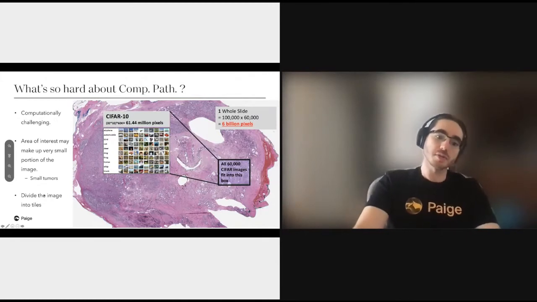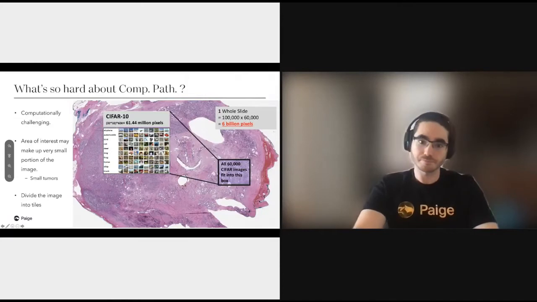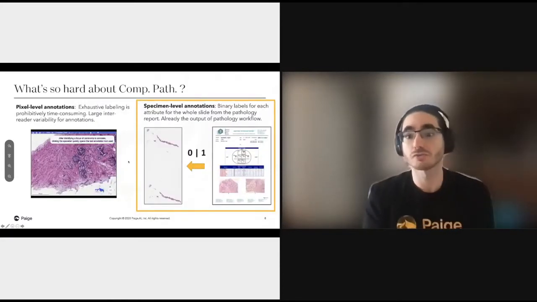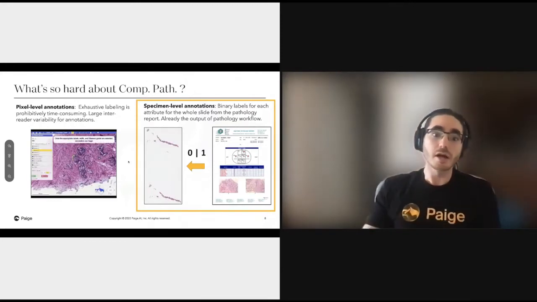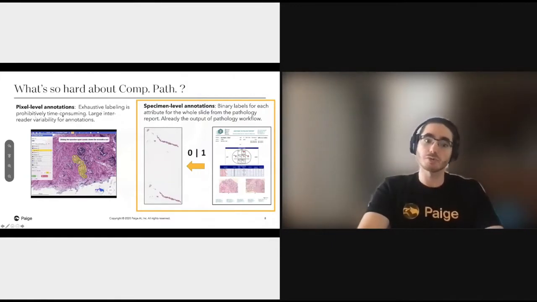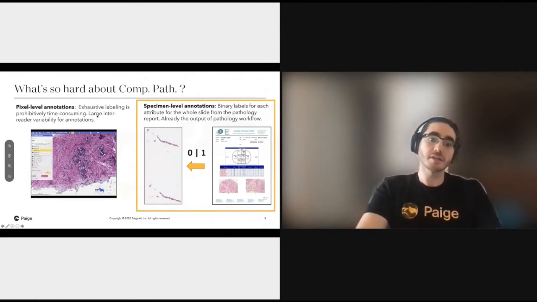One solution is to divide the image into tiles and process each tile separately. The other problem comes from the ground truth. How are you going to get the labels to train your models? One obvious solution is pixel-level annotations, but since the images are too large, exhaustive labeling is simply prohibitively time consuming. In addition, since pathologists are not actually trained in this task, we have seen a lot of inter-reader variability in those annotations.